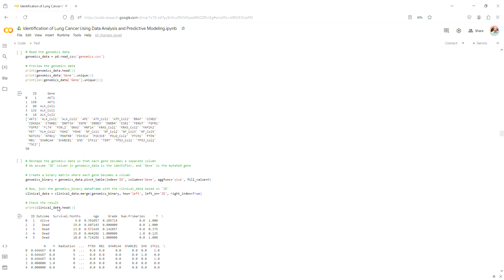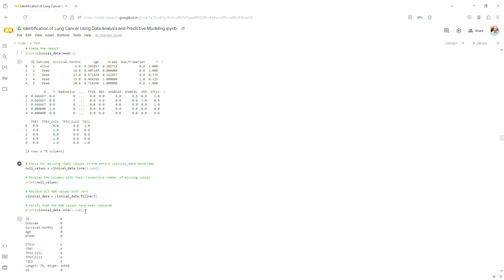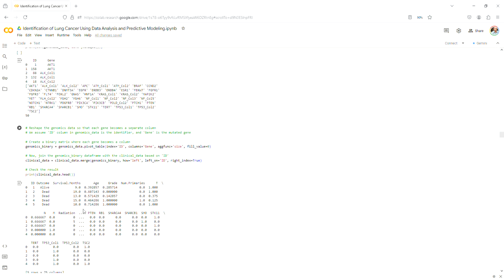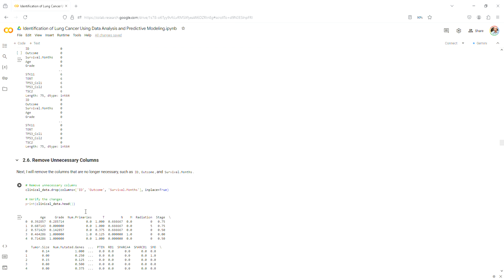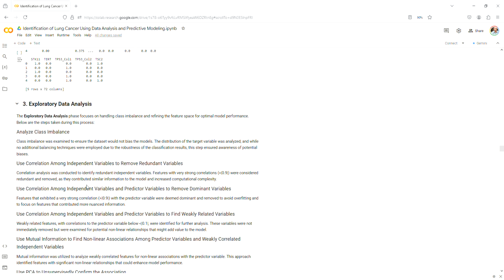When I combined it, I got 75 columns, and I removed some unnecessary columns like ID and others, and at the end of the day I got, I think, 72 columns. This is a huge number of attributes for exploratory analysis, and I didn't have that much time, so I went for the numerical analysis.